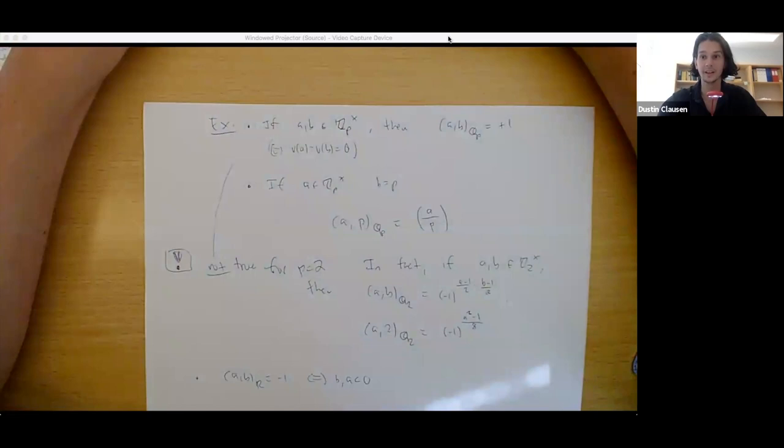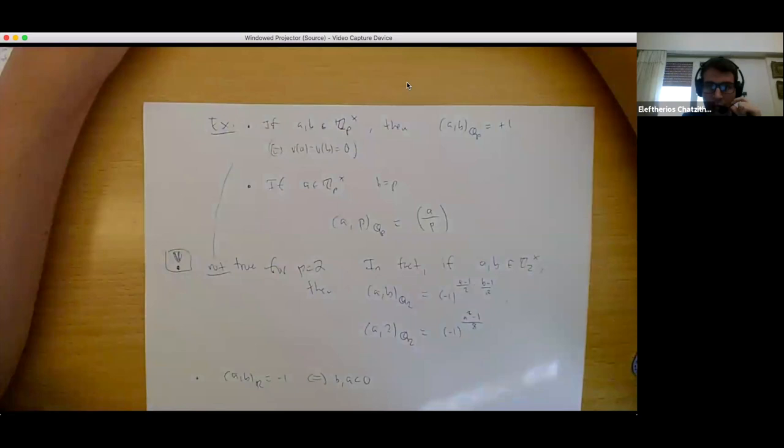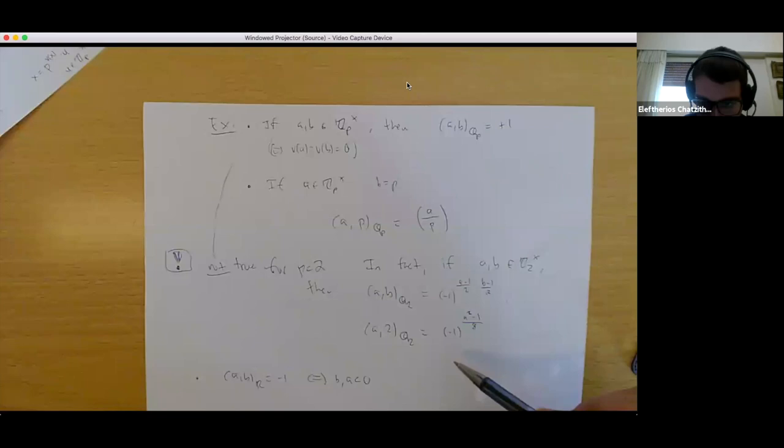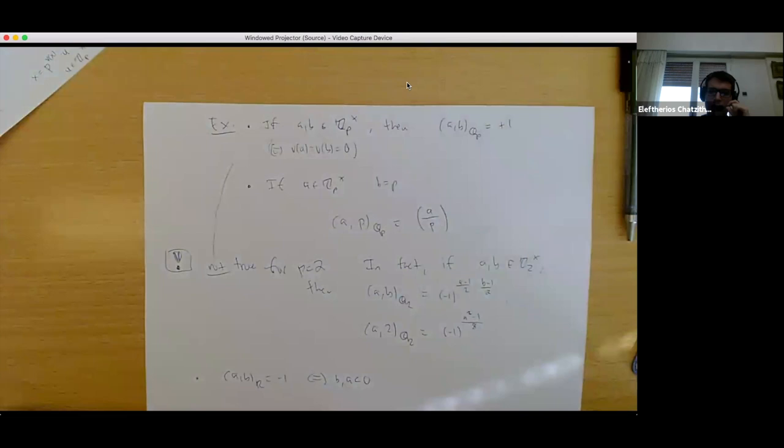Yes, Eleftherios. Thank you. I was wondering, in the formula that you wrote for Q2 and for the two-adic unit, in the exponent you have a minus one over two, for example. What would this expression mean for a two-adic unit? What do you mean by that? For a two-adic unit, what would that mean? This a minus one over two.